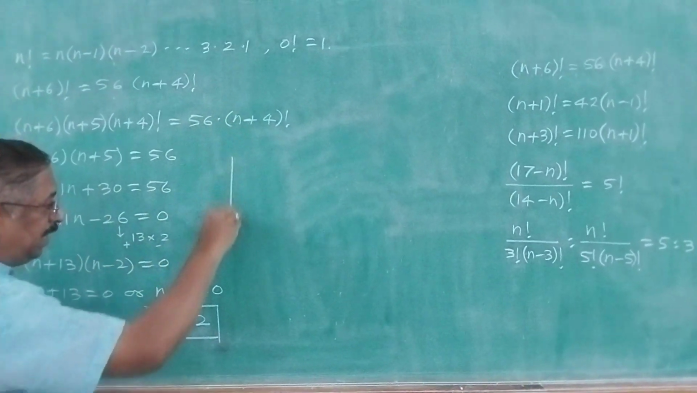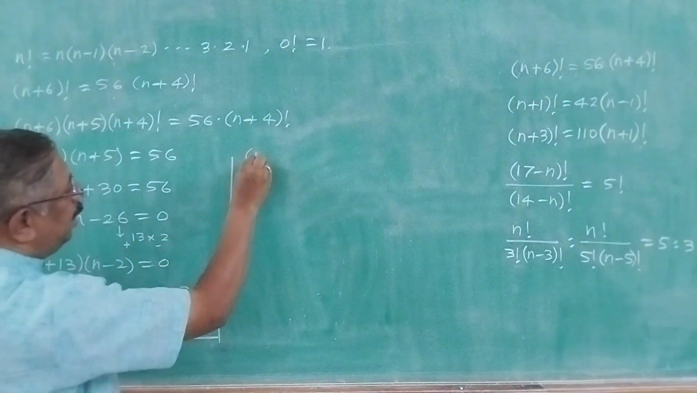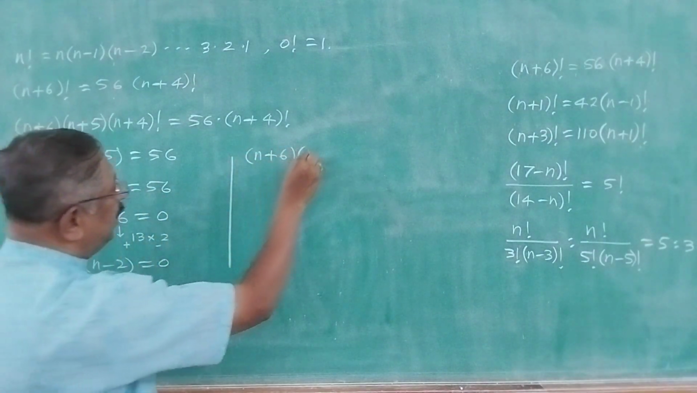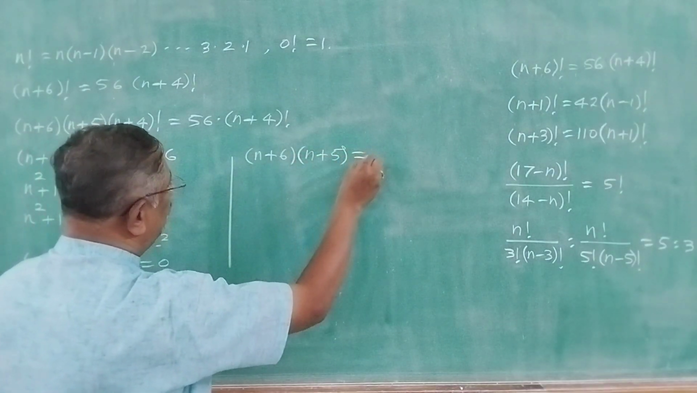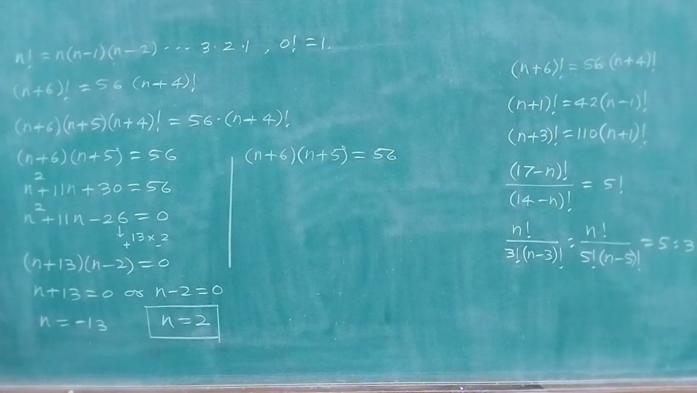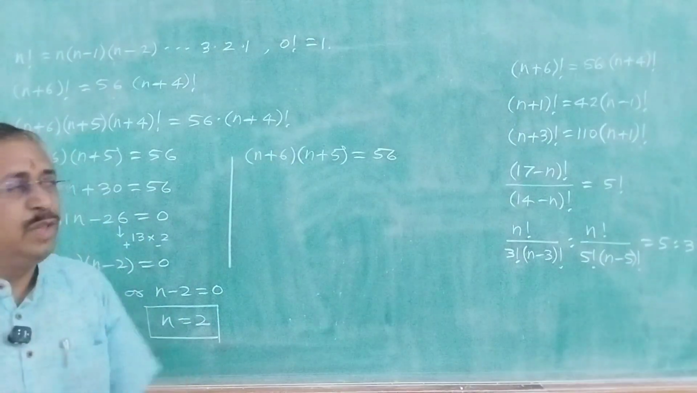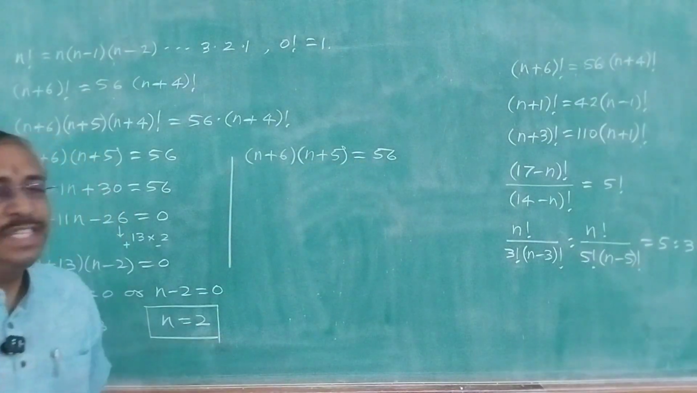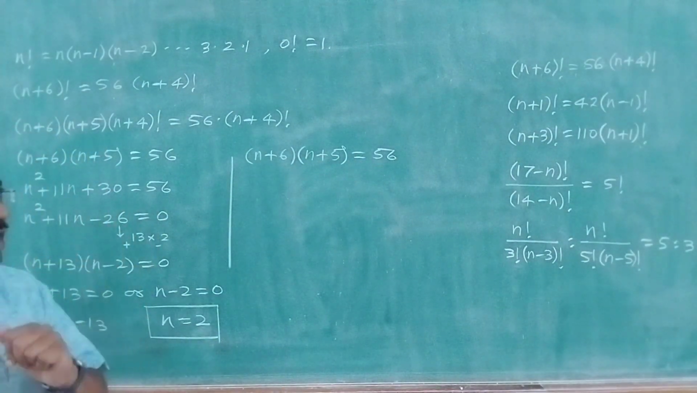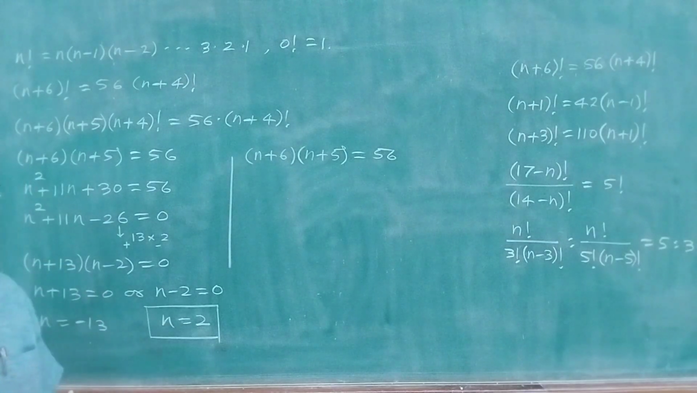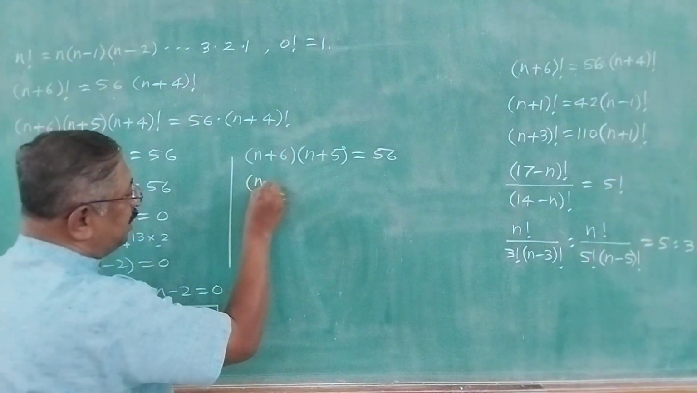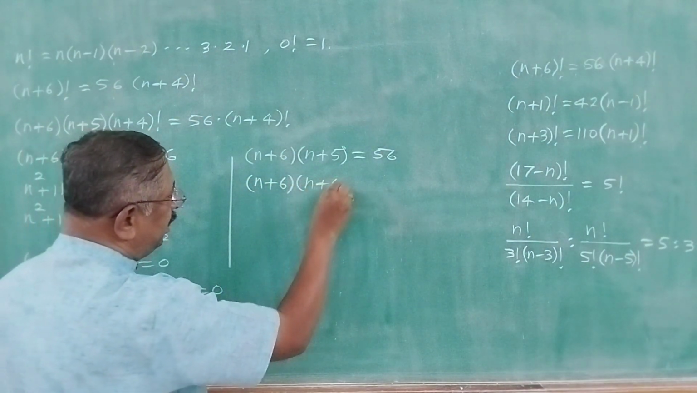Alternatively, if you look at this one, (n+6) multiplied by (n+5), which is equal to 56. Look at this n plus 6, n plus 5. Both have a difference of 1. Is it possible that you could factorize this 56 in terms of two factors, which will give their product as 56, with a difference between the two elements as 1? Let me write (n+6) multiplied by (n+5) as it is.